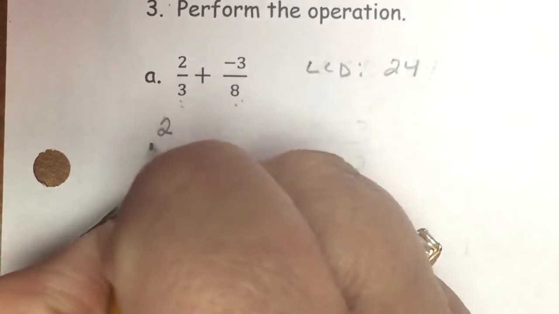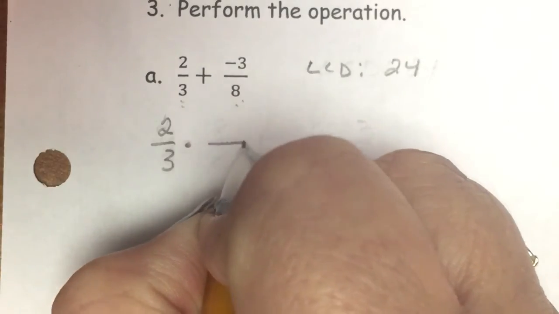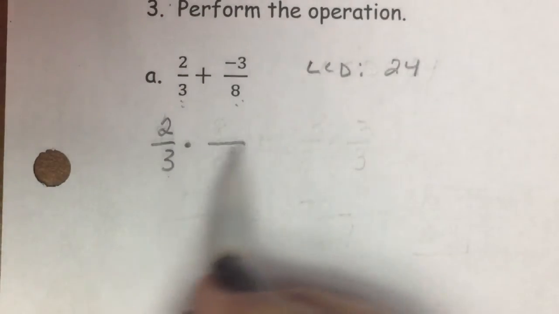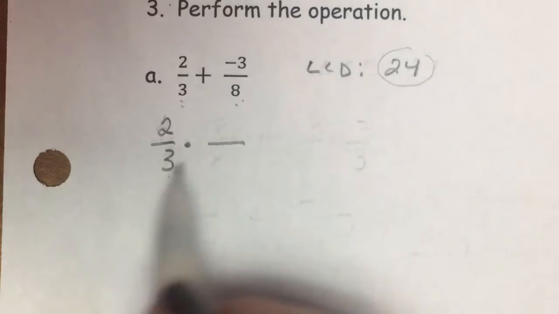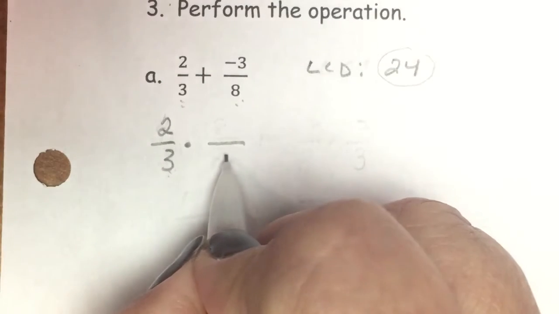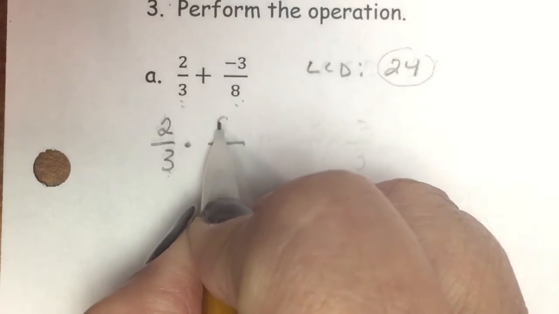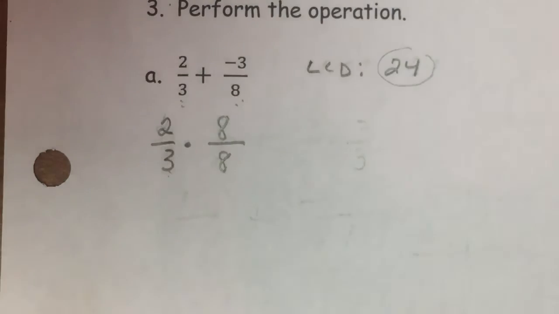So we're going to rewrite the first fraction, 2/3. We need that denominator to be a 24. So what would I have to multiply 3 by that's going to get me a 24? The answer is 8. And then, of course, if I multiply the bottom by 8, I also have to multiply the top by 8.